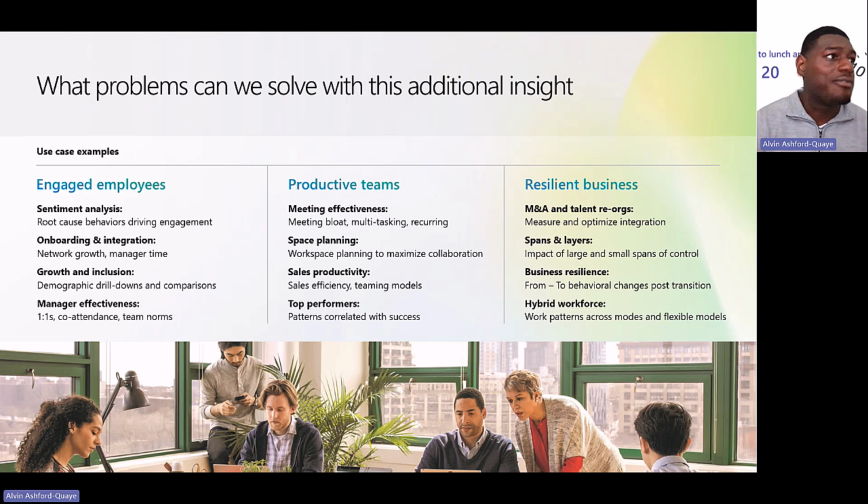What is the aggregated view of that? How can we start to drill down on demographic data? How can we start to understand things about onboarding and integration? Because we can start to see through the graph data people's network size. So when someone joins the organization, how quick are they building out their network, and how diverse is their network? And how is that impacting the way that they are being implemented or integrated into the organization?